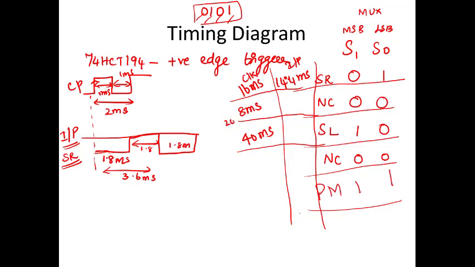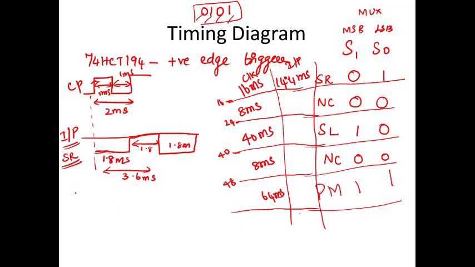Up to 24 I will be having this, up to 16 I will be having this from 0, and up to 40 I will be having this, and again another 8 milliseconds for no change. So up to 48 I will be having this. Let me take 40 plus 16, so 64 milliseconds I will be having this. So till 64, 48 to 64.